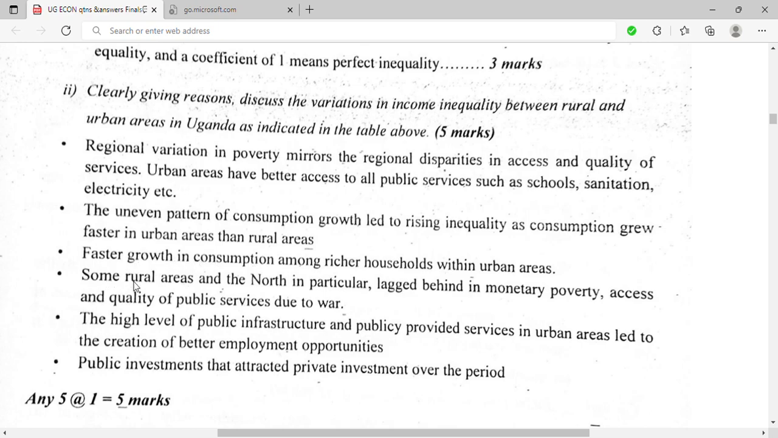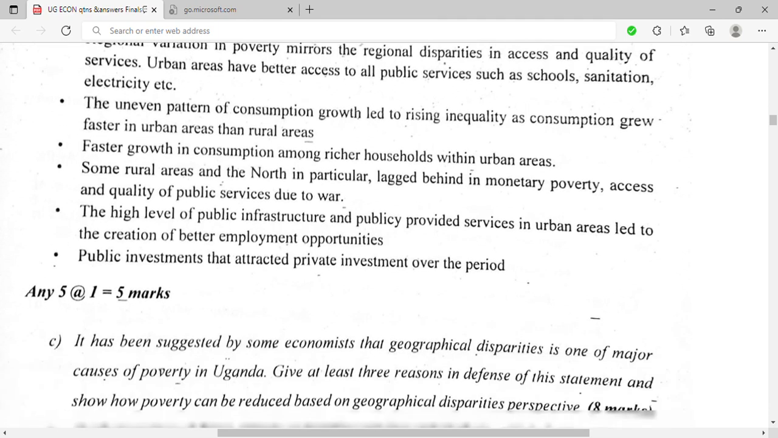Then some rural areas, and the north in particular, lagged behind in monetary poverty and access and quality of public services due to the war. So there was a war in northern Uganda in the times of Kony. So they lagged behind because of that. They are still recovering from that shock. So that's the reason why they are still poor.